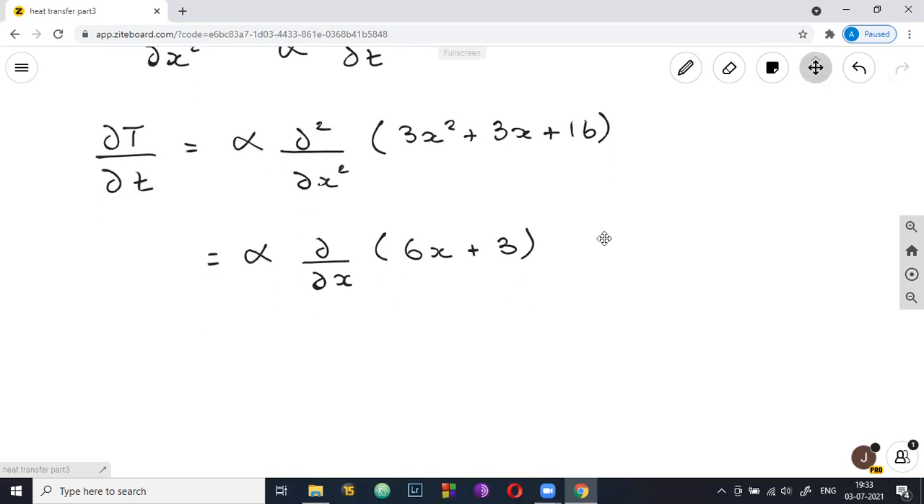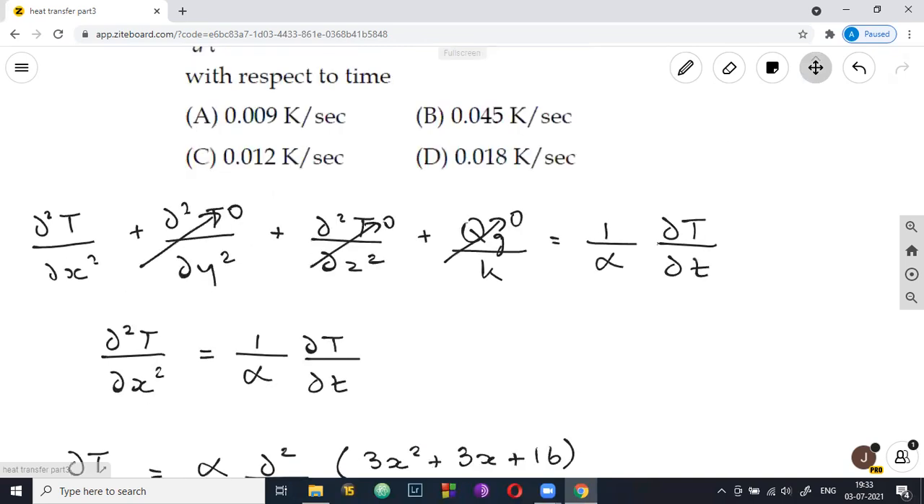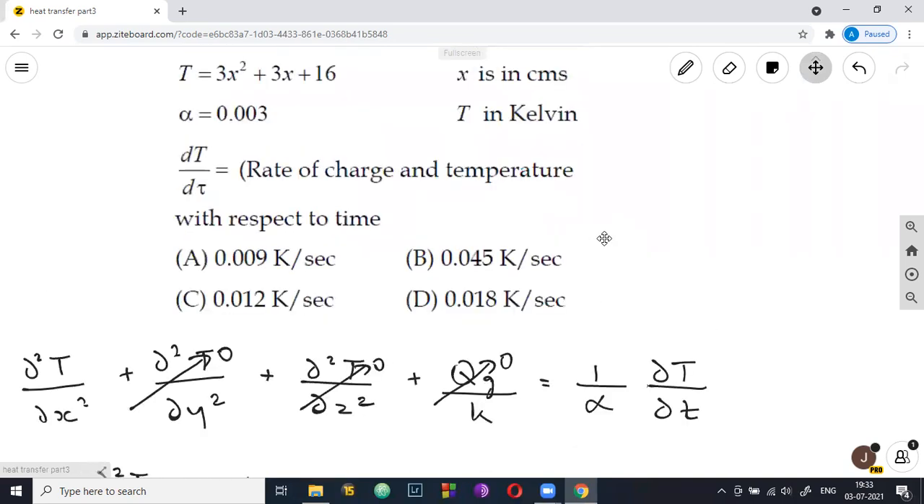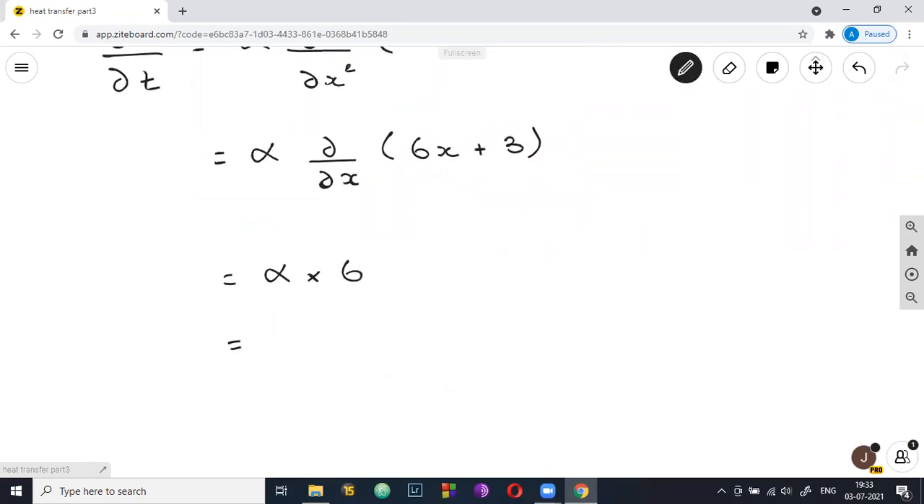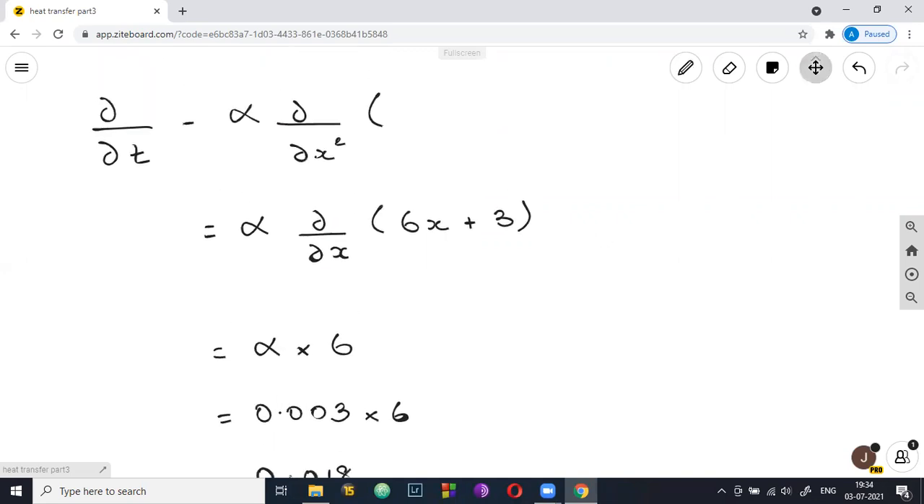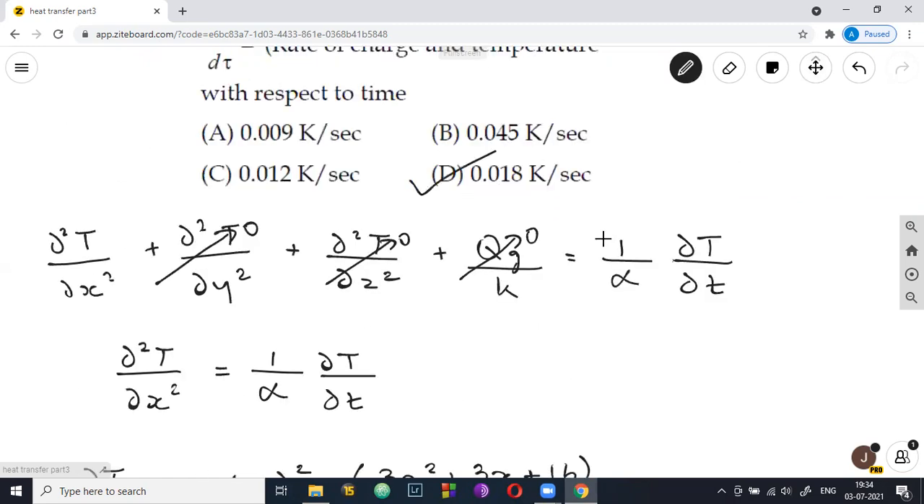Now when we take one more derivative, the answer will be alpha into 6. Alpha's value is given to you. Where is that? 0.003. So substitute that. 0.003 into 6. So solving, the answer is what? 0.018. That's it. So the answer is 0.018. That is option D.